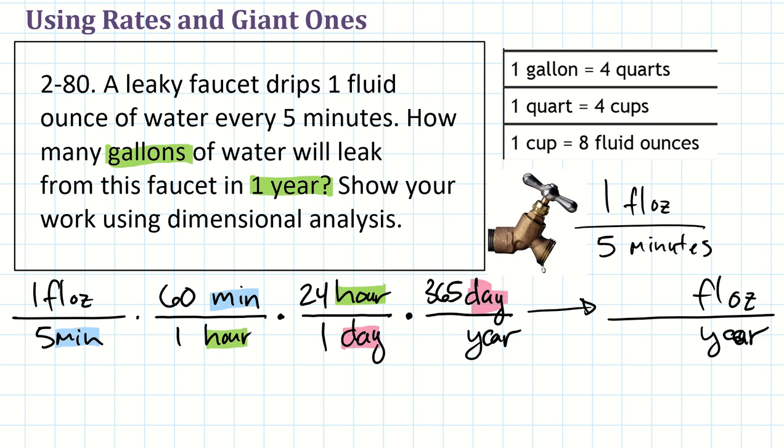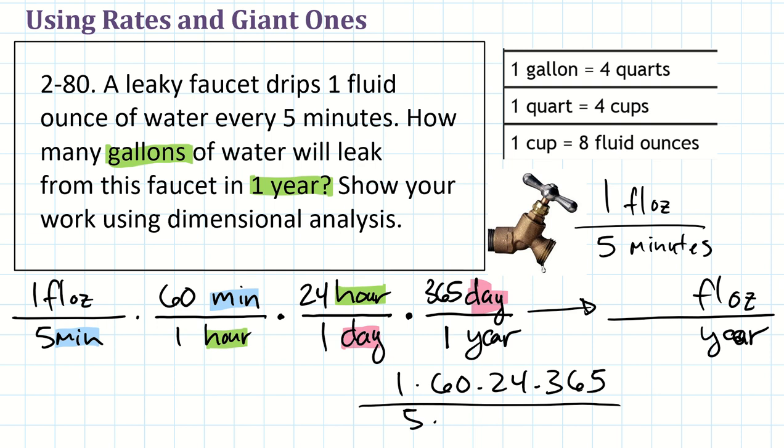Now, as far as the calculations go, I can see in my numerator I've got a value of 1, I've got 60 minutes, I've got 24 hours, and I've got 365 days all in the numerator. The only number I have in the denominator, because this is a 1 also, is 5. 5 times 1 times 1 times 1. So here's the arithmetic I have to do for the numerical value. I've got 1 times 60 times 24 times 365. And in my denominator, I've just got simply 5 times 1 times 1 times 1.